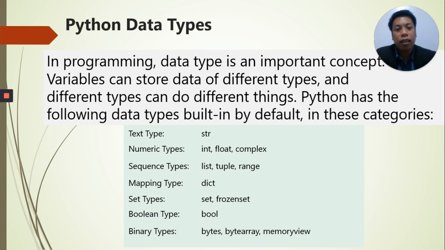Now let's go to data types. In programming, data type is an important concept. Whatever programming language you use, data type is very important because this is how the program interprets the value of a certain variable. Now, Python has the following data types built in by default: text type, numeric type, sequence, mapping, set, boolean, and binary.